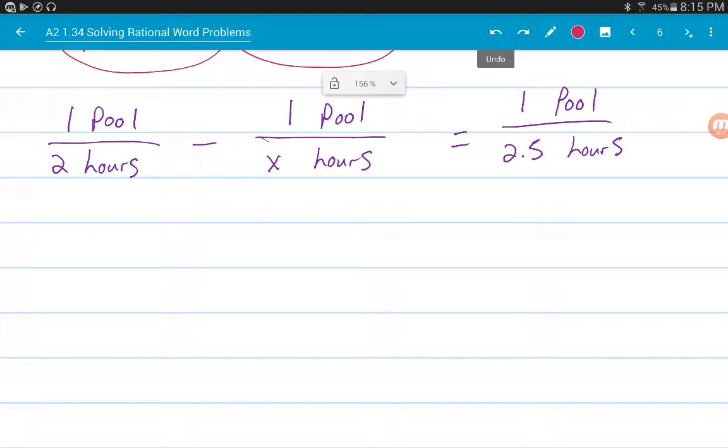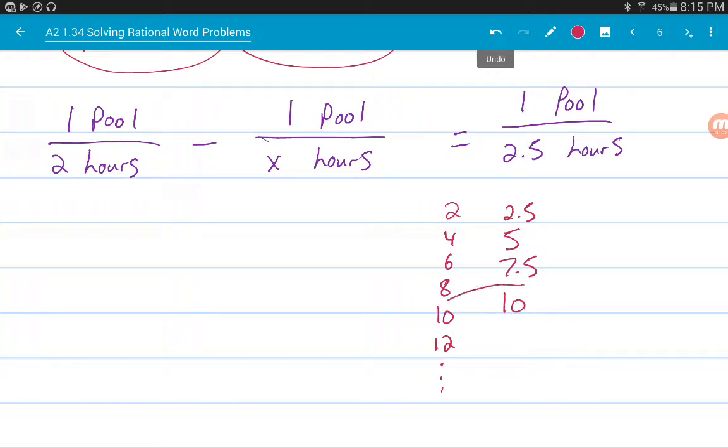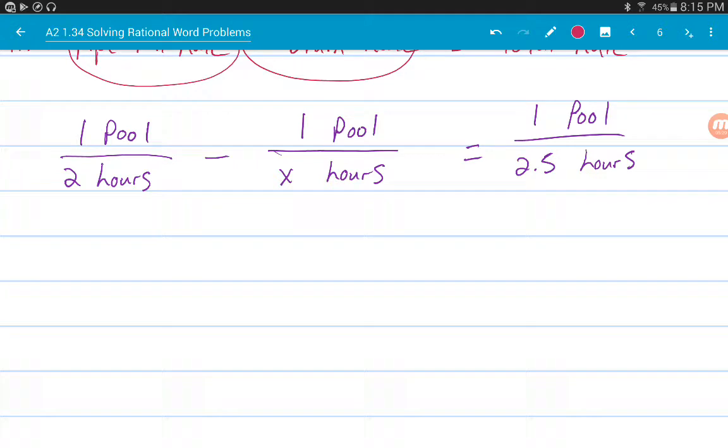What I need is a common denominator. So let's think about this. I'll do a little scratch work. The multiples of 2 are 2, 4, 6, 8, 10, 12, etc. The multiples of 2.5 are 2.5. Multiply that by 2 is 5. Add another is 7.5. Add another, that's 10. Okay, cool. So I can turn both of these into 10s. So I'm going to make the common denominator, multiply by 5 here and 5 here, by 4 here and 4 here.